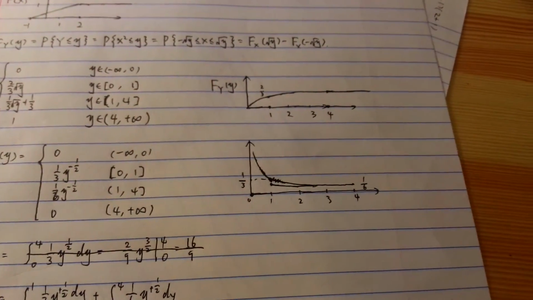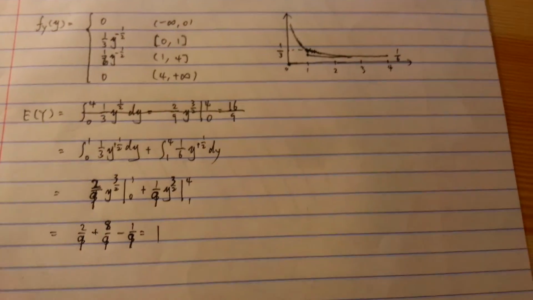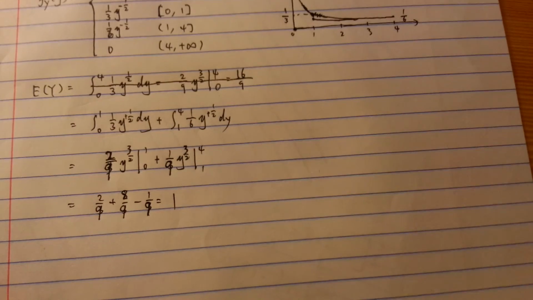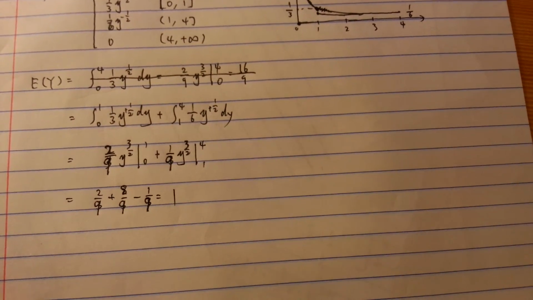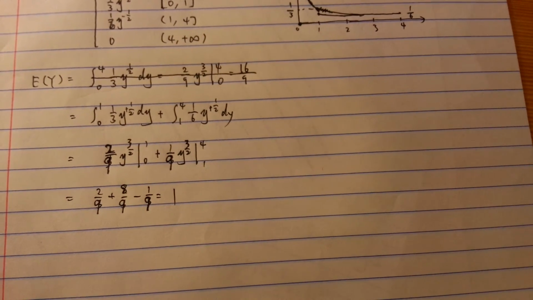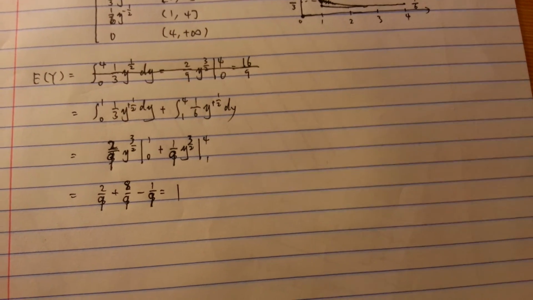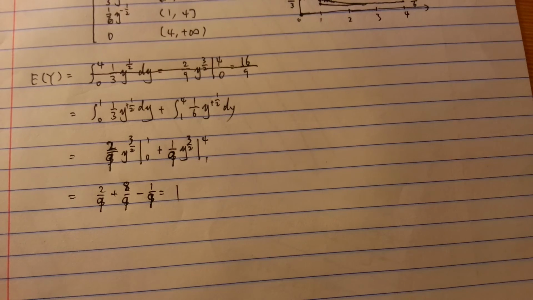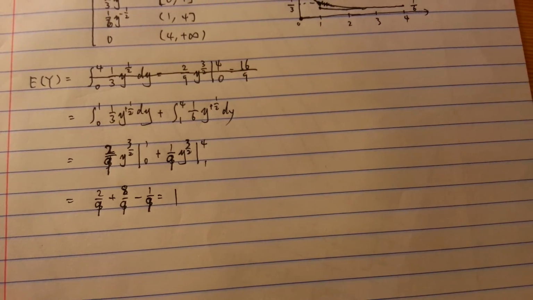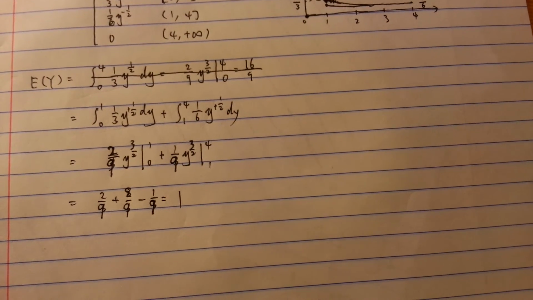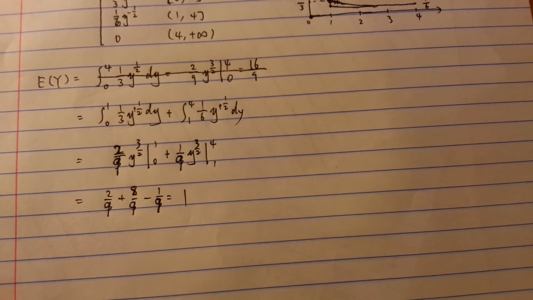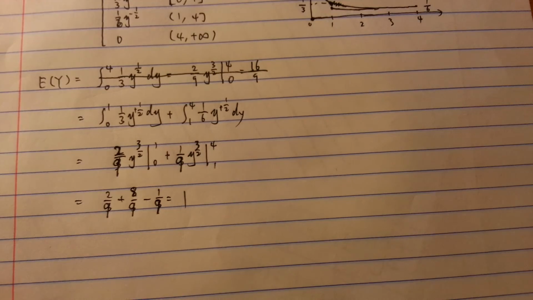Finally, what we need to do is to calculate the expectation of Y. From the formula, we get two terms, one from 0 to 1 and another from 1 to 4. Finally, we get that the expectation of Y is equal to 1. So that is the answer of the second question. And this is all. Thank you very much.